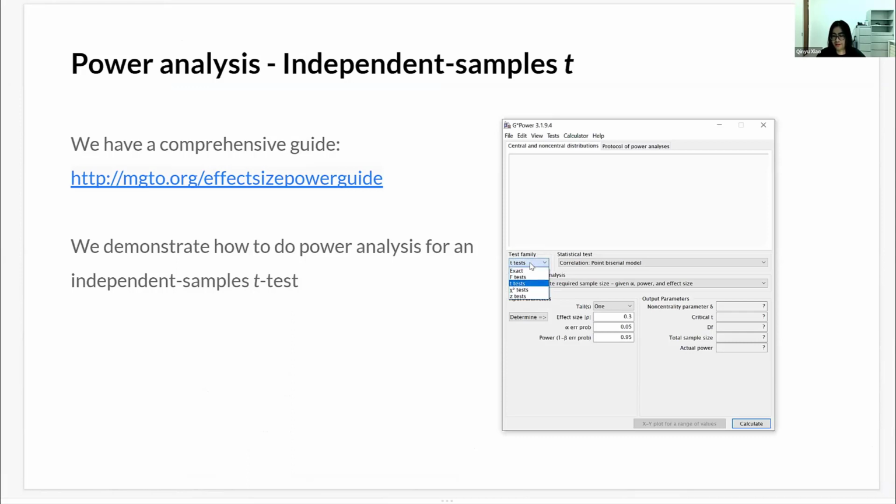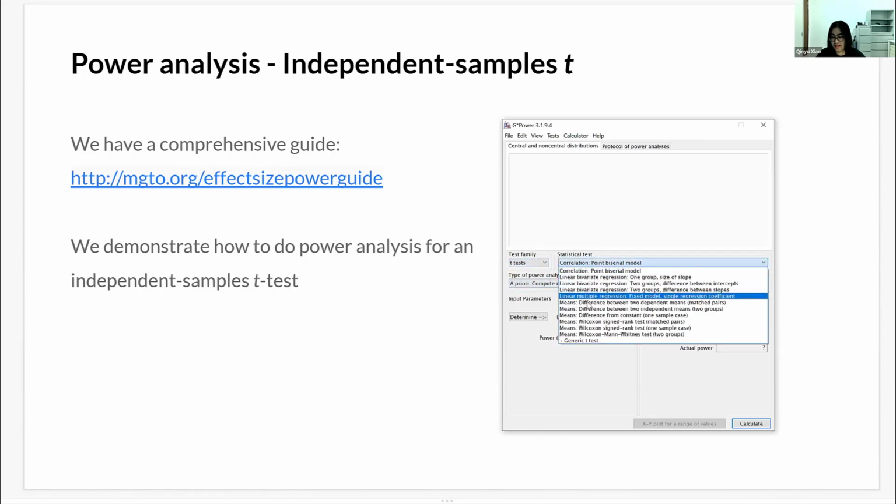So for example, I want to conduct a power analysis for an independent samples t-test. I will have to first select t-test here for my test family. I want to select that it's an independent samples t-test, so it's the difference between two independent means, two groups. And this is matched pairs. That means a paired samples t-test. So for our purpose, we want to use this one. If you have a one-sample t-test, you can choose this one.